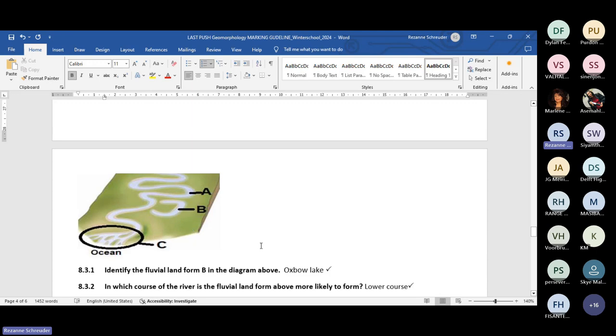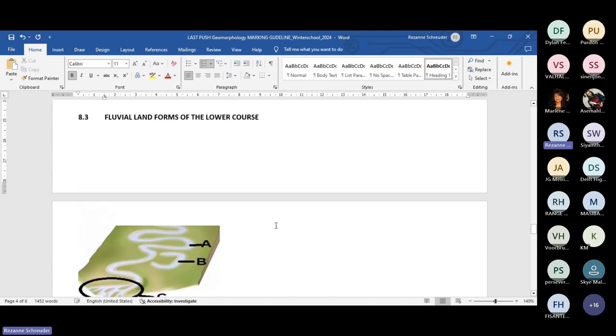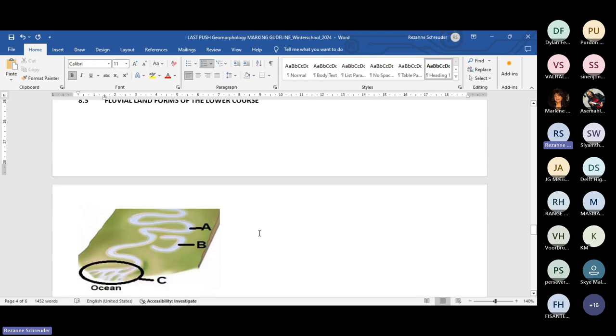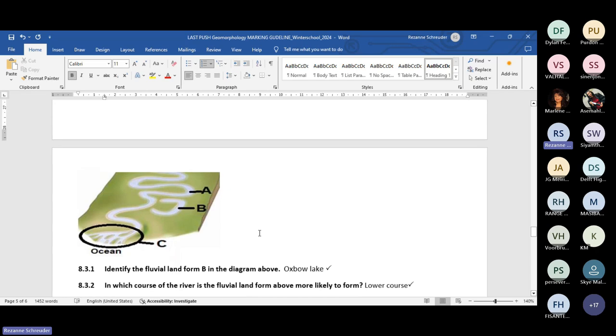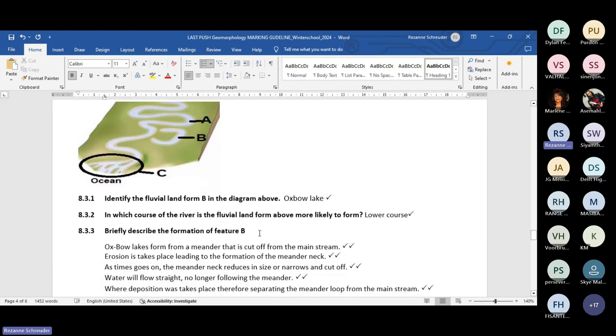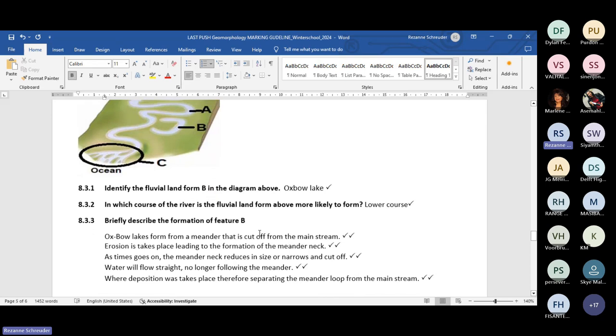Right. Please don't just write Oxbow. It's an Oxbow Lake. In which course of the river is the fluvial landform above? Oh my goodness, the heading says the lower course. So again, geography's answers are always in front of you. Now they ask you to briefly describe the formation of feature B. And I want to point out a few things over here.